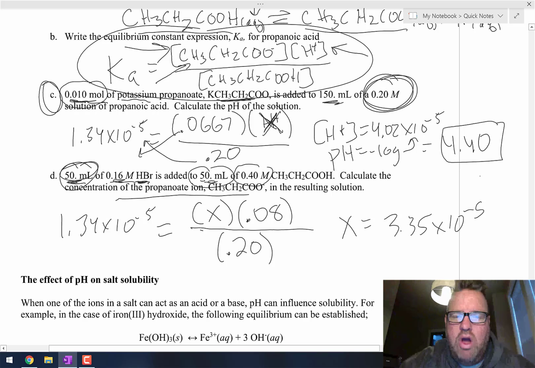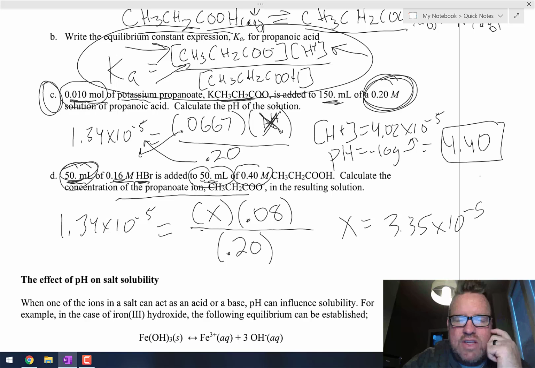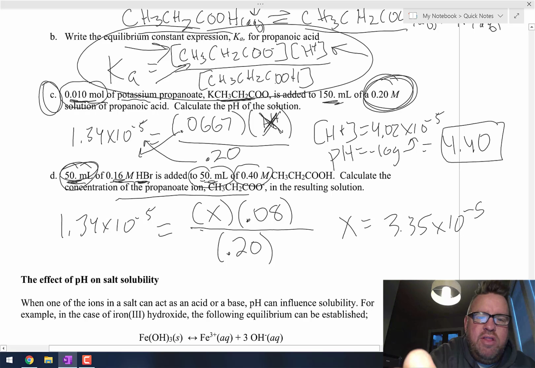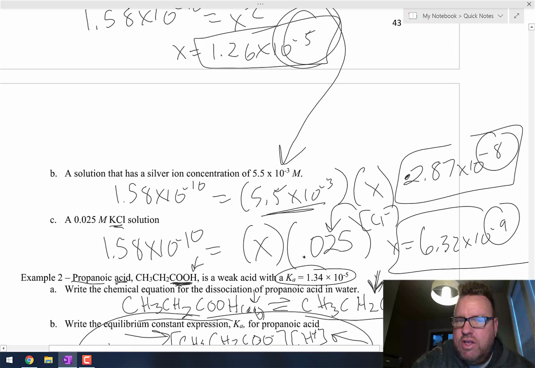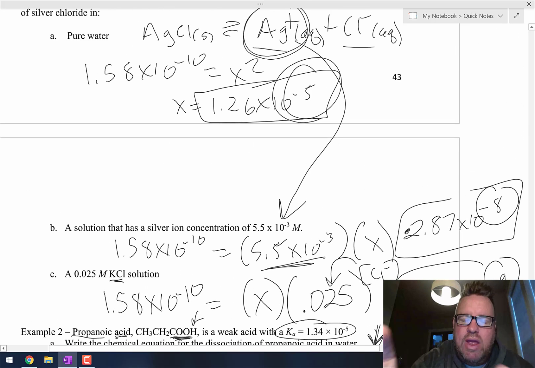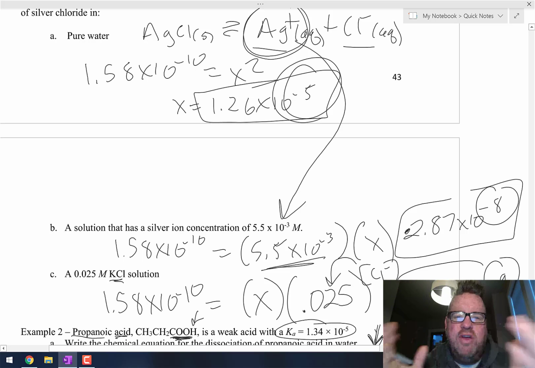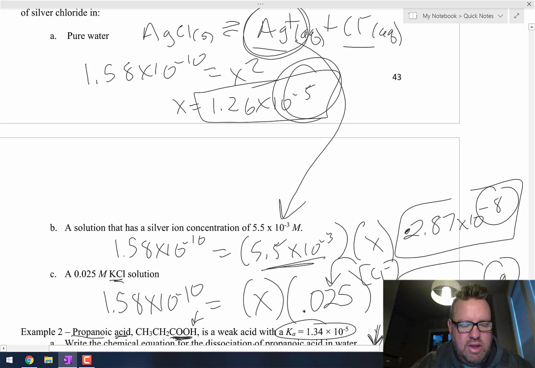Okay, so notice that in every case, anytime you have the case of a common ion, that's always going to cause that reaction to shift back to that left-hand side. And it's going to shift to that left-hand side, which reduces the solubility of the acid or the insoluble AgCl or any other compound. Anytime you add a common ion to that, it's going to cause that reaction to shift back to the left, thereby reducing the solubility of that compound.